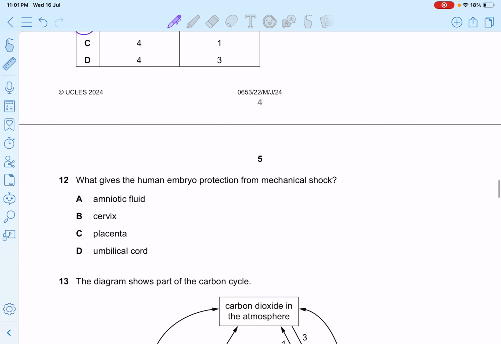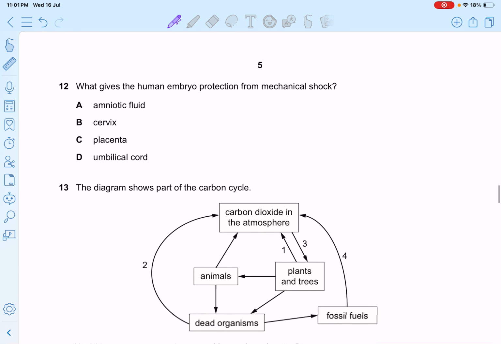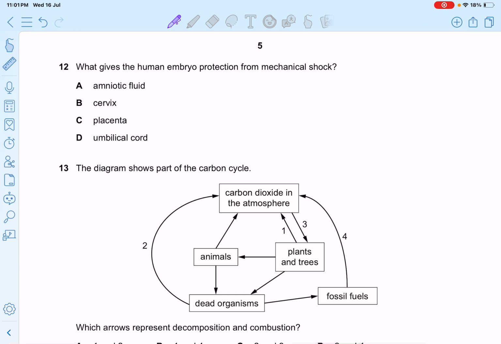Question 12. What gives the human embryo protection from mechanical shock? Amniotic fluid, cervix, placenta, umbilical cord. Which one of them is the correct answer? Yes, what gives the protection from shocks is amniotic fluid.